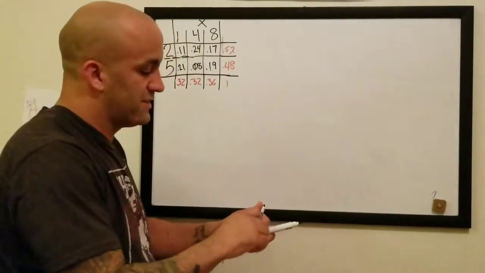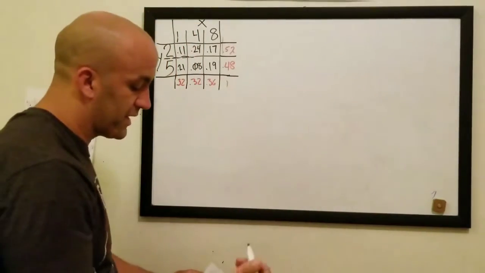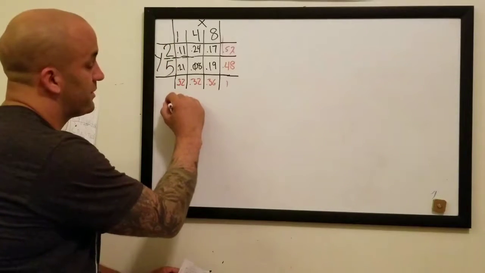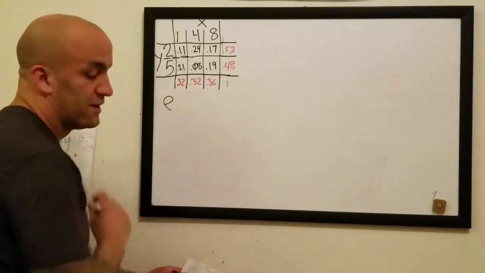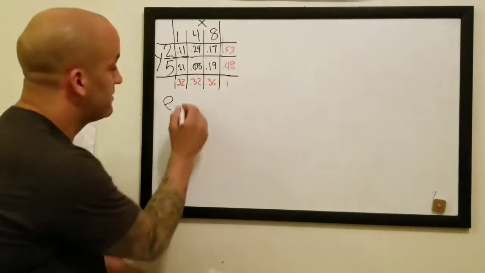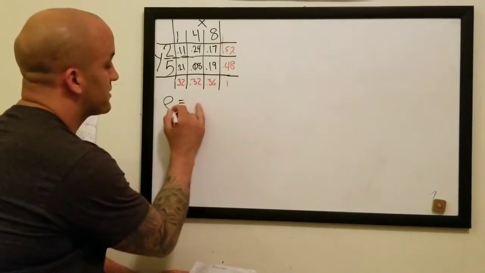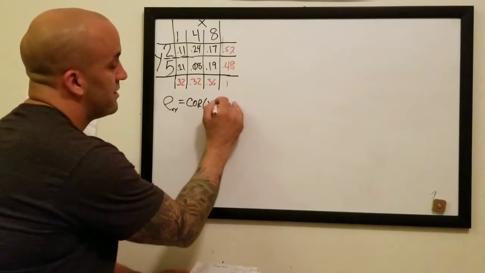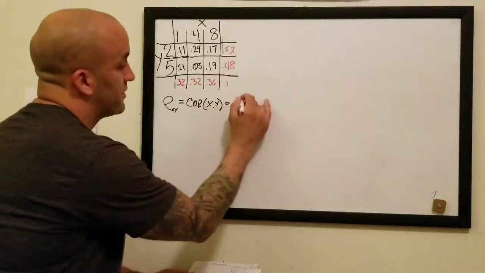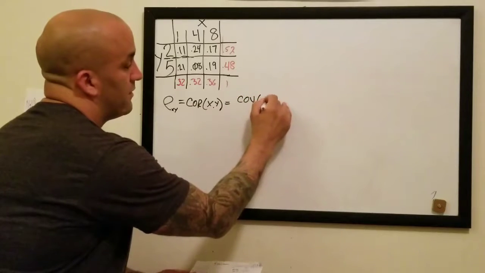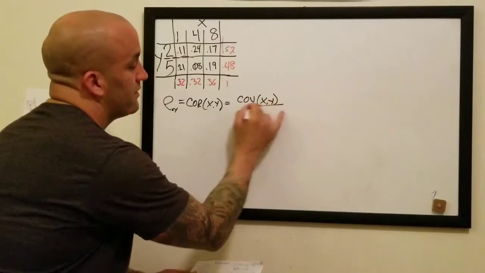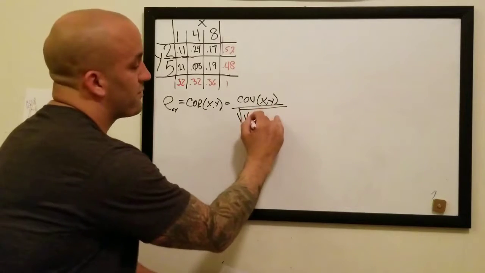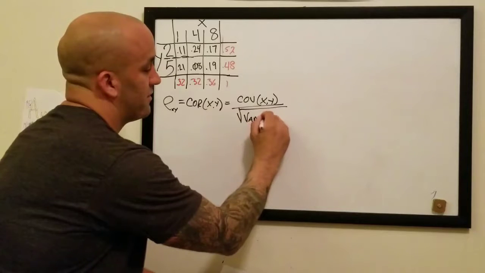Plugging them in because it makes life easy, right? So the last one is find the correlation between x and y. They typically use rho to stand for correlation. So we want rho of x, y, the correlation between x and y, which is equal to the covariance of x, y divided by the square root of the sum of the variances, right?